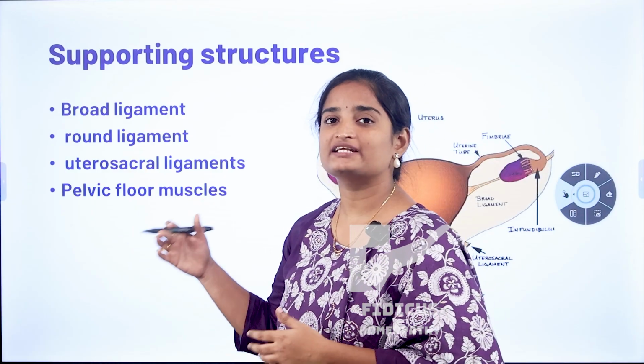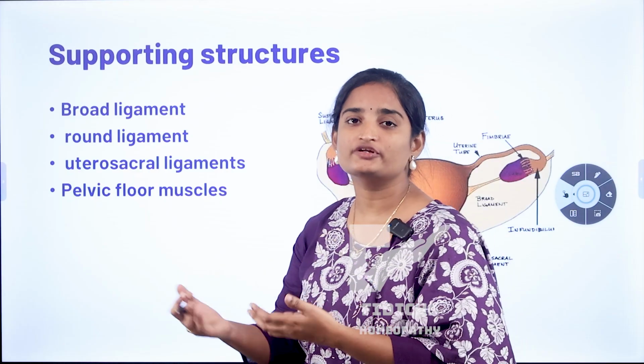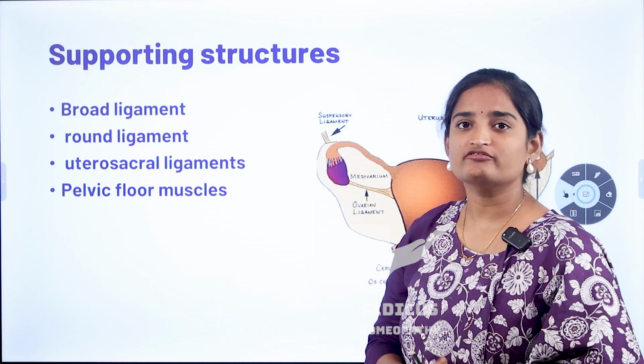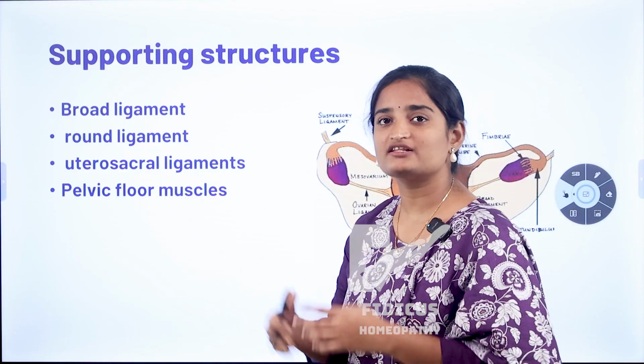These pelvic floor muscles can resist the increase in intra-abdominal pressure while coughing, sneezing and also during childbirth. This is all about the supporting structures of the female reproductive system. It consists of the round ligament, broad ligament, uterosacral ligament and also the pelvic floor muscles.